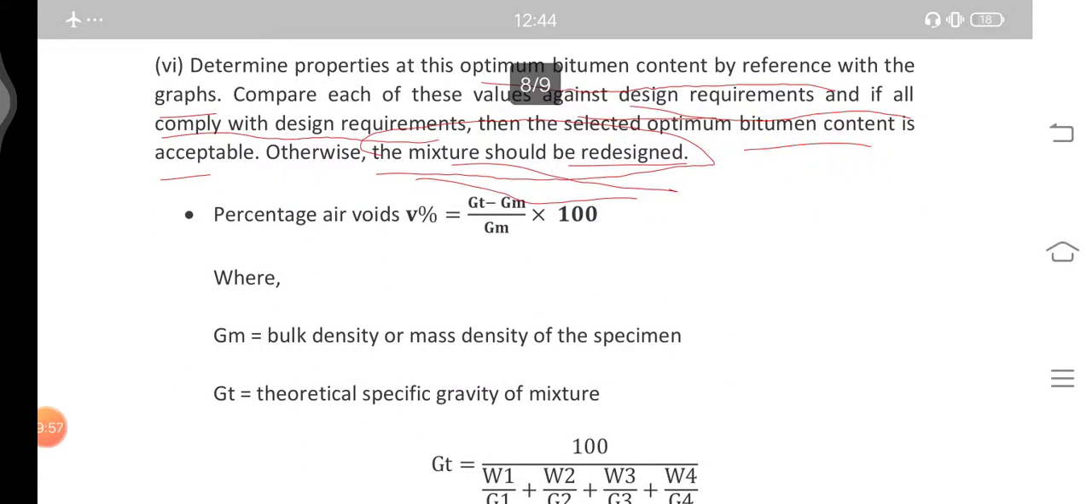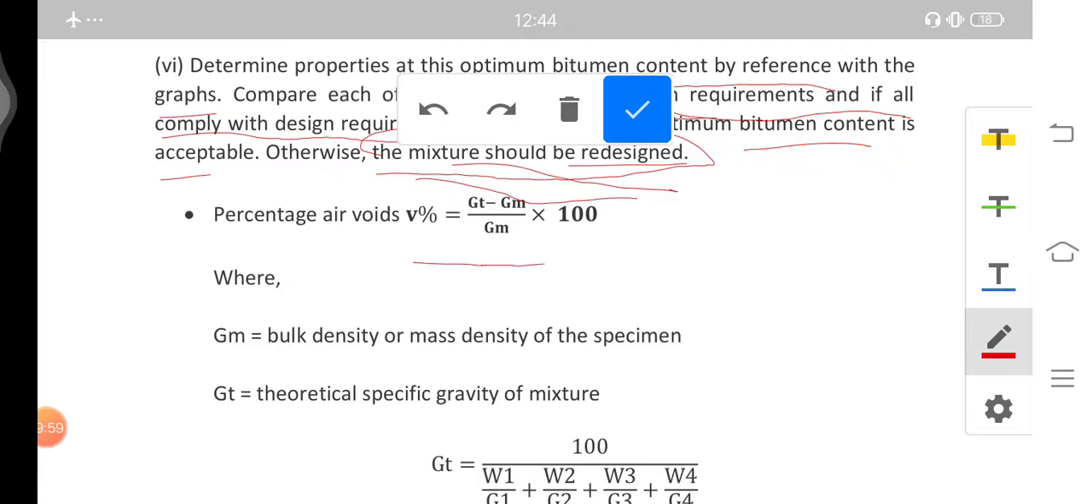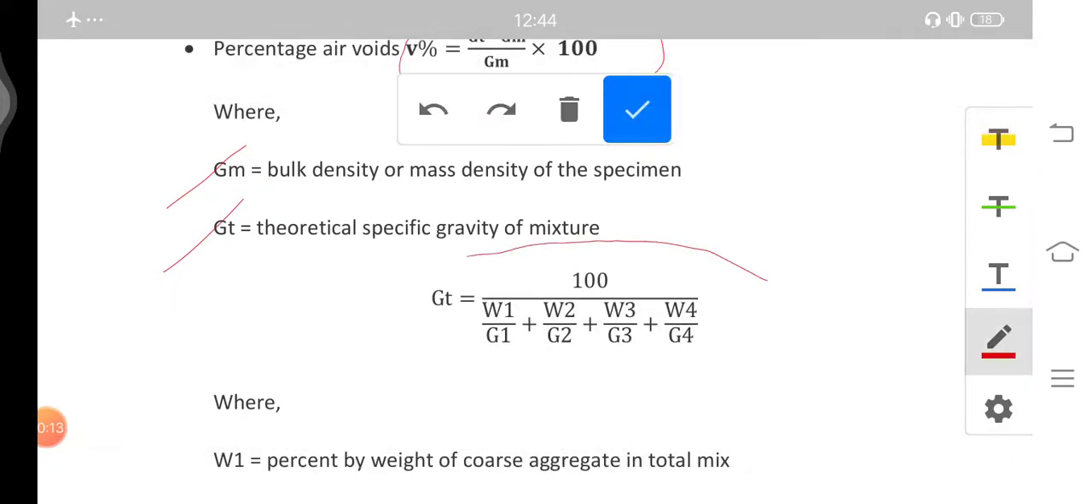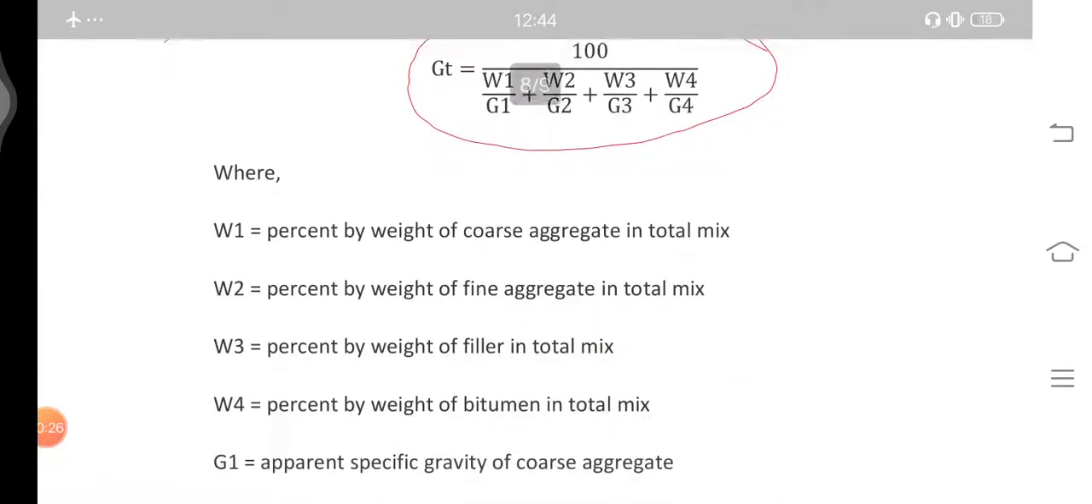So first the percent air voids is taken as Vv percent, that is (GT minus GM) upon GT times 100, where GM is the bulk density or mass density of the specimen and GT is the theoretical specific gravity of the mixture, and GT is given by this formula. You can guess it is nothing but the specific gravity formula, and therefore GT is known as the theoretical specific gravity of the mixture.